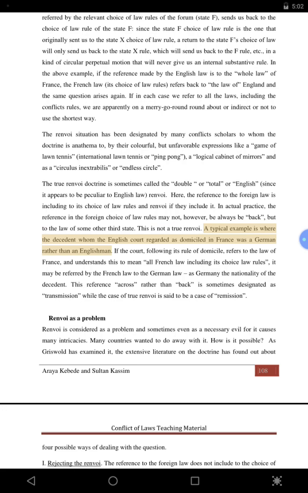A typical example is where the decedent, whom the English court regarded as domiciled in France, was a German rather than an Englishman. If the court, following its rule of domicile, refers to the law of France, and understands this to mean all French law including its choice of law rules, it may be referred by the French law to the German law, as Germany is the nationality of the decedent. This reference, across rather than back, is sometimes designated as transmission, while the case of true renvoi is said to be a case of remission.